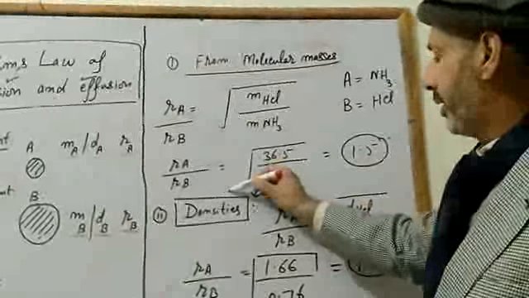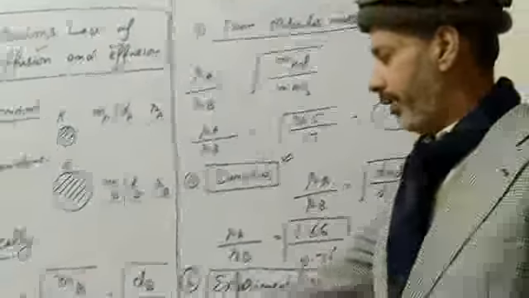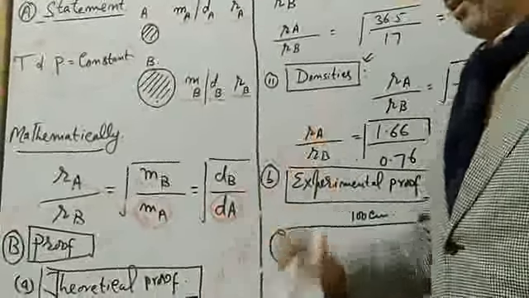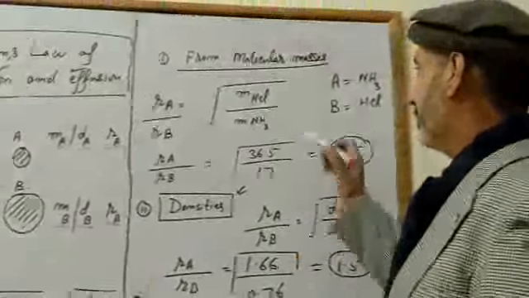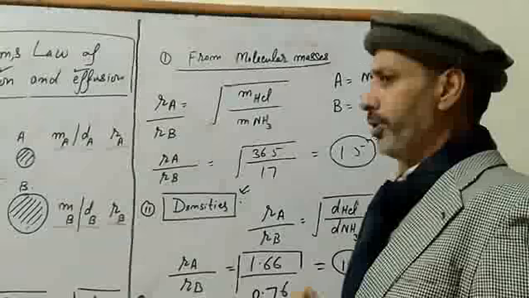And the second proof is from their densities, because in the statement you see we have molecular mass or we have densities here. So the first proof is molecular mass.